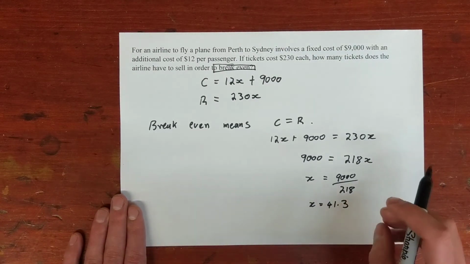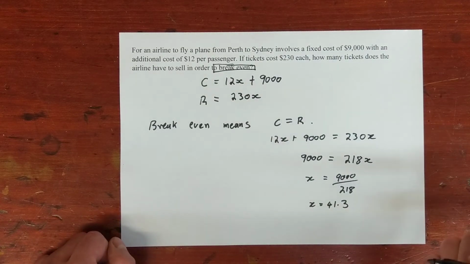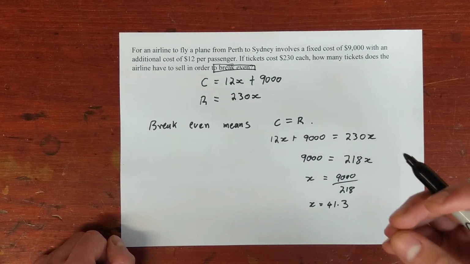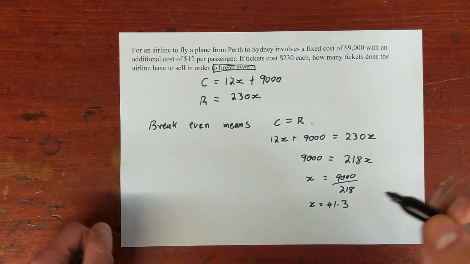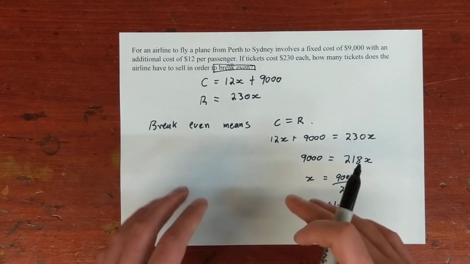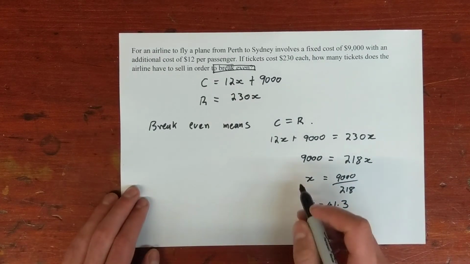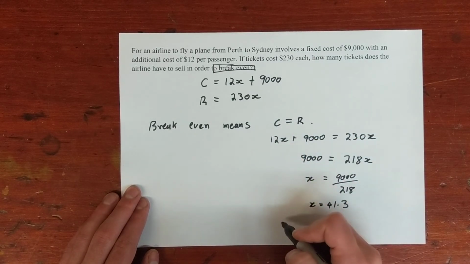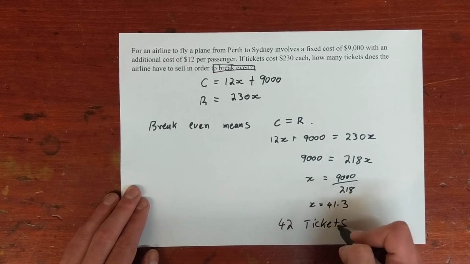But in this scenario, when we want to break even, if I round down to 41, it means that I'm selling one less ticket. I'm selling 0.3 less of a ticket than I need to break even, which means I'm going to end up losing more money from the costs than I'm gaining from the revenue. So for these break-even questions, we always want to round up. So my final answer then to answer the actual question is that the airline needs to sell 42 tickets.